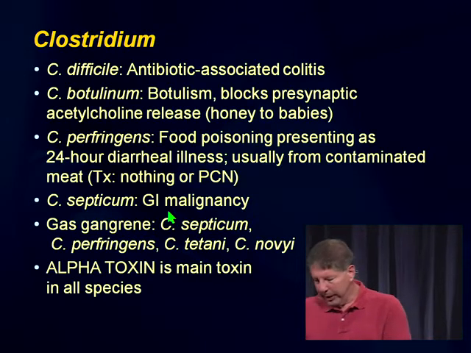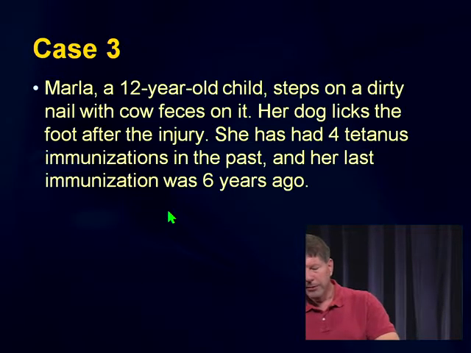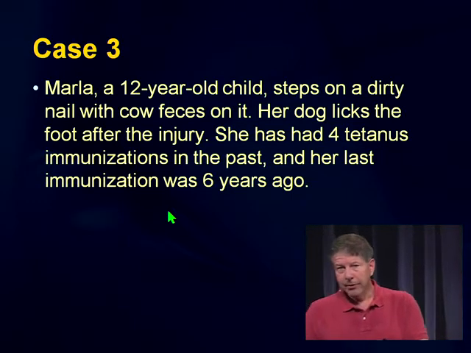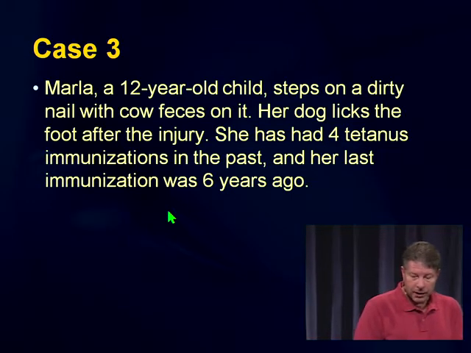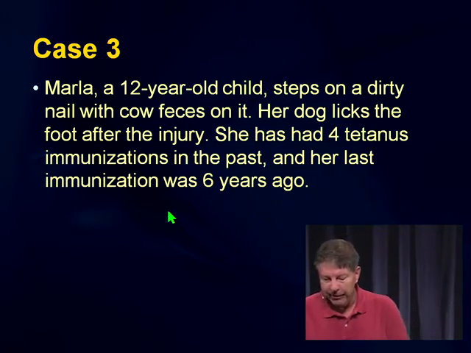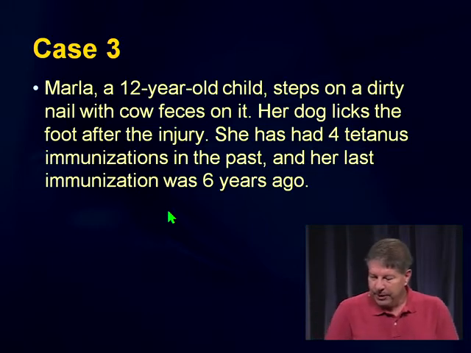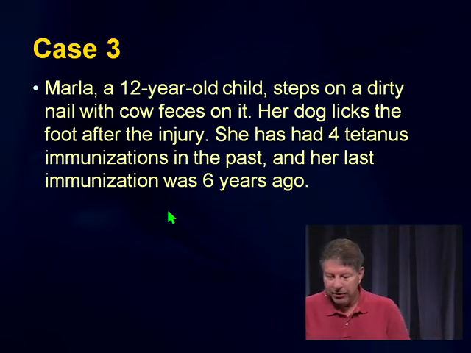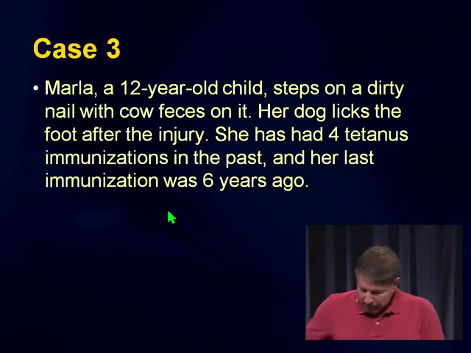Now, the big one we need to talk about of this whole group is this case. So let's start with this. So here's Marla. She's a 12-year-old child. She steps on a dirty nail with cow feces on it. Her dog licks the foot after the injury. She's had 4 tetanus immunizations in the past, and her last immunization was 6 years ago.